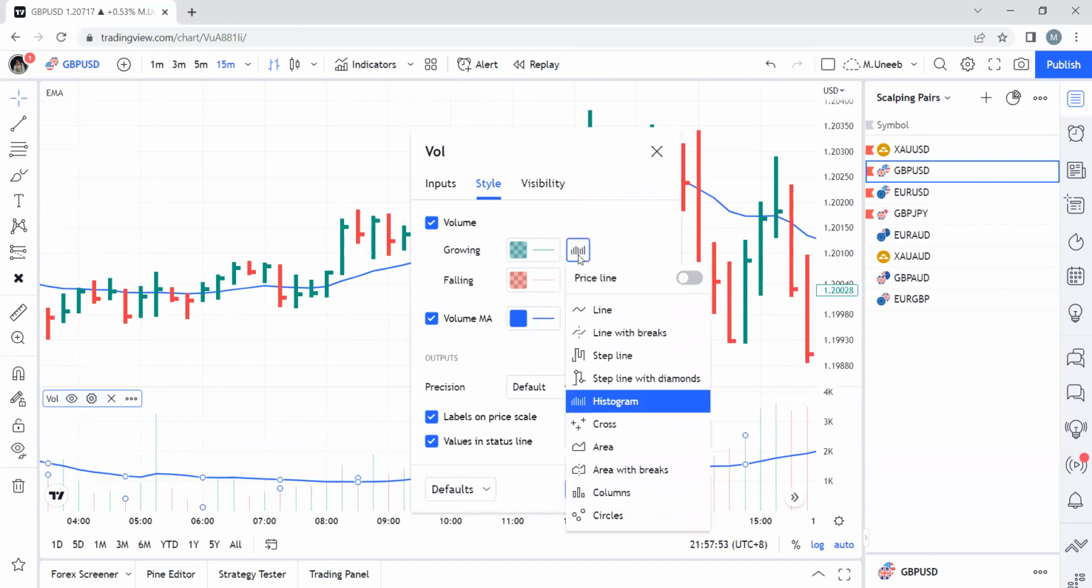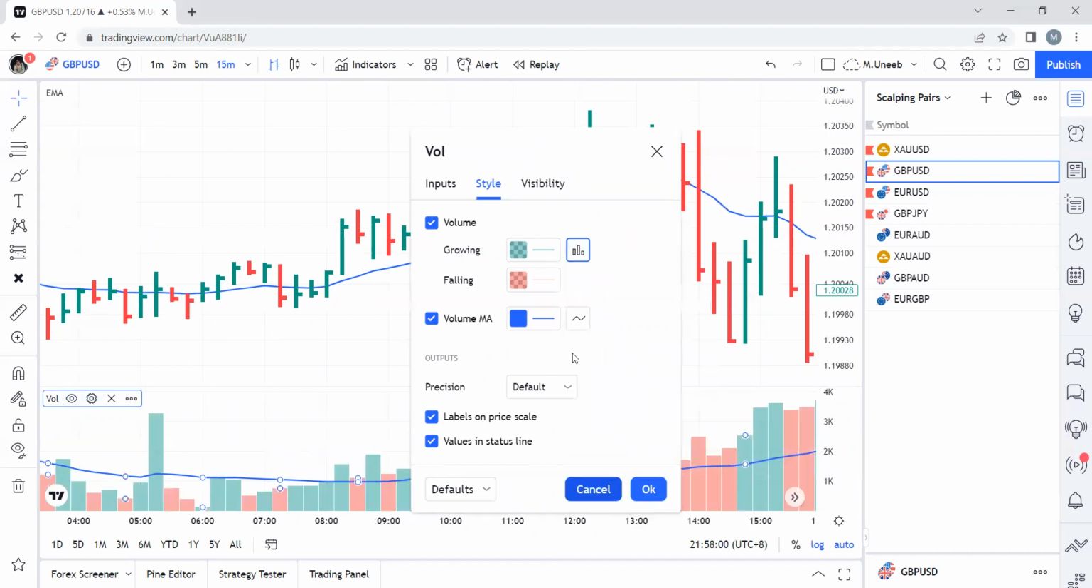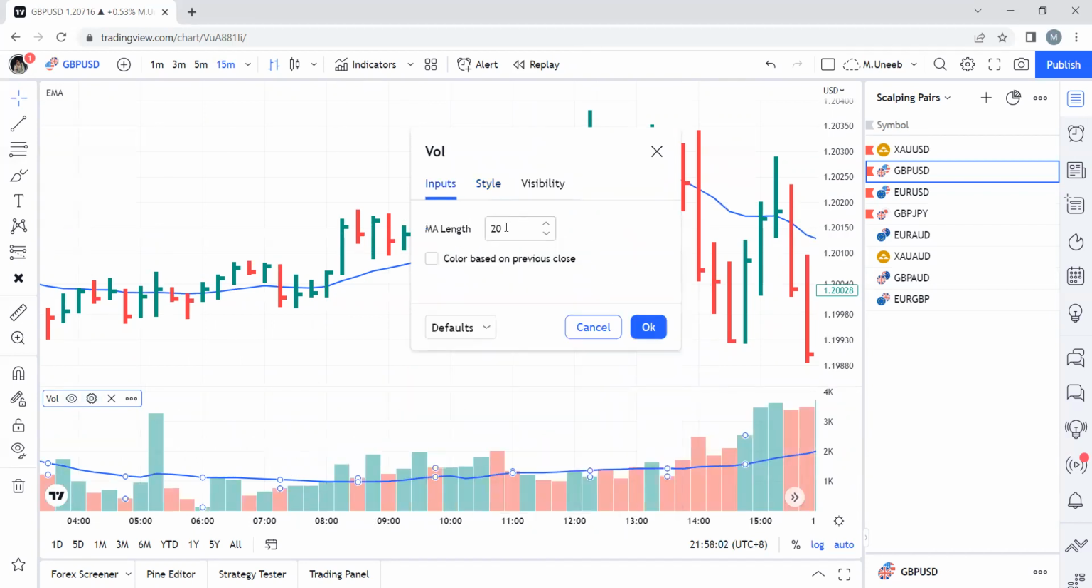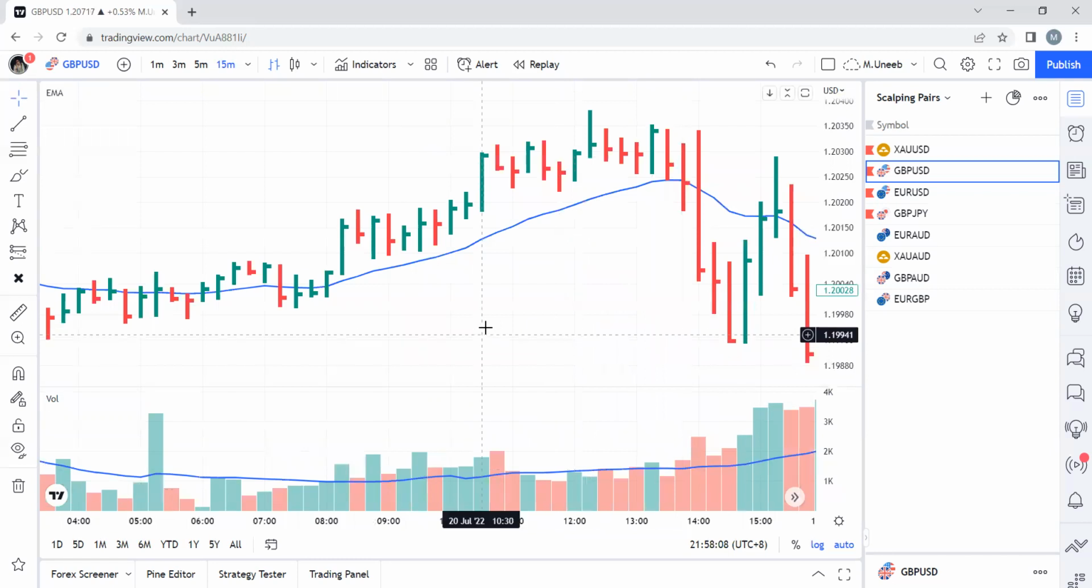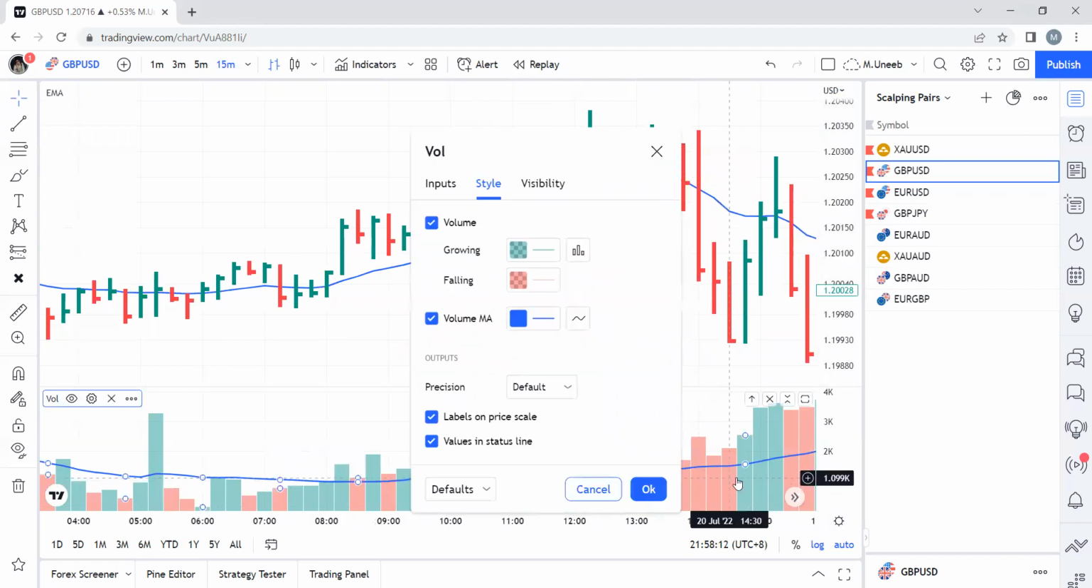Okay, but just select the histogram from here. Columns. You just select the columns. Okay, let's see the settings now. Inputs 20. There's not much here. All right. Okay. Thanks. Maybe precision you have to do default. Okay. Maybe your precision is.